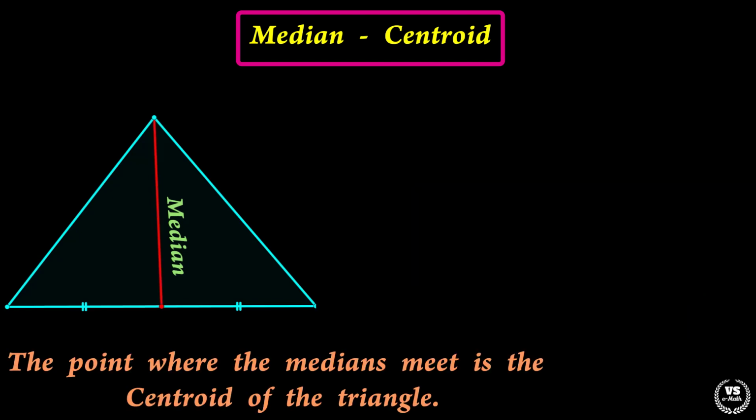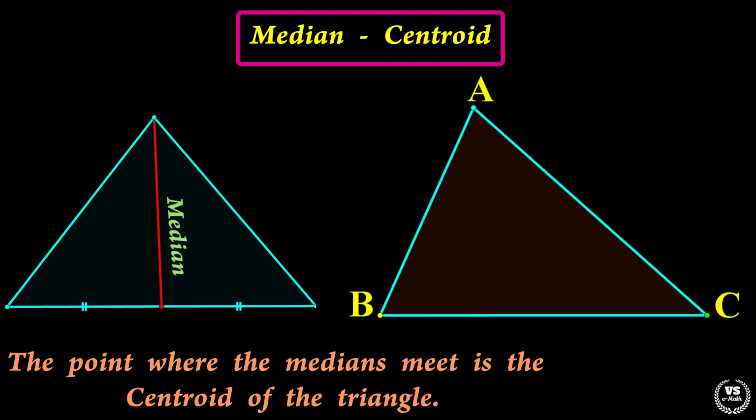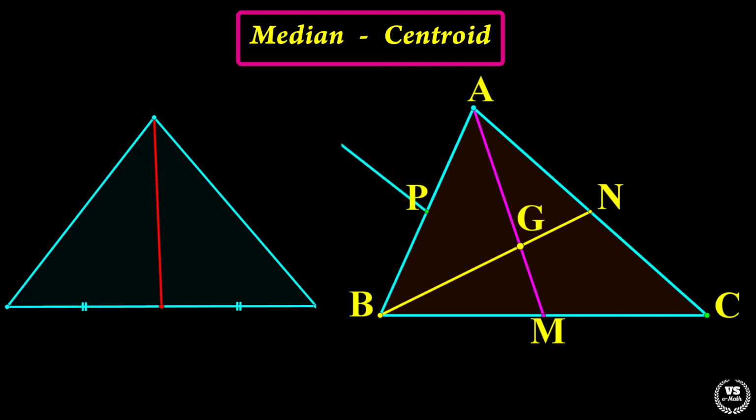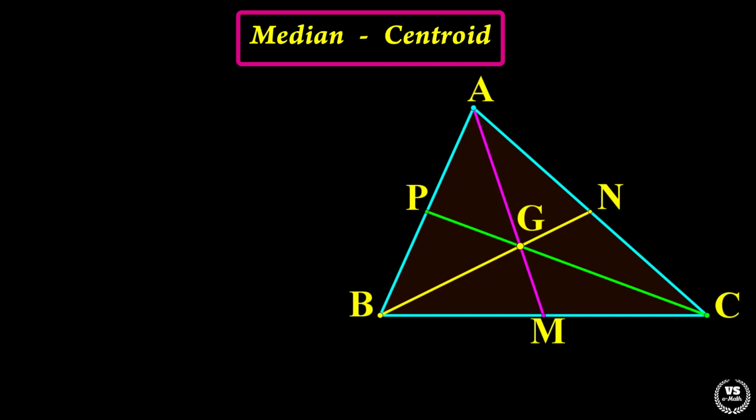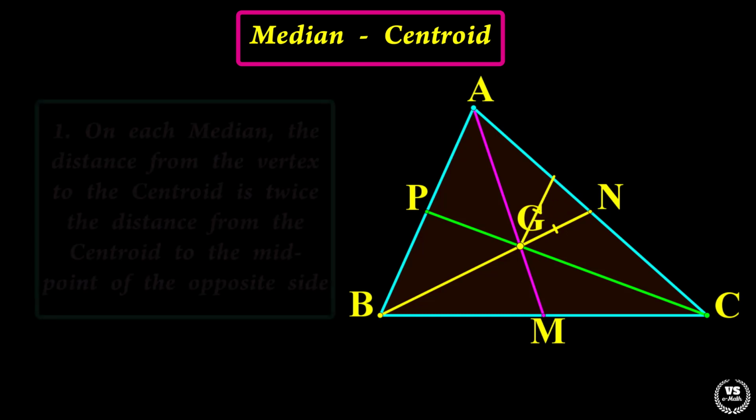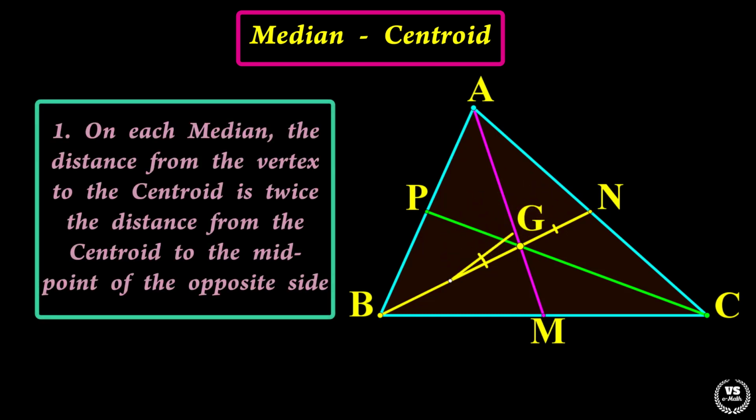The point where the medians meet is the centroid of the triangle. It is denoted by the letter G. Now, let's discuss their properties.